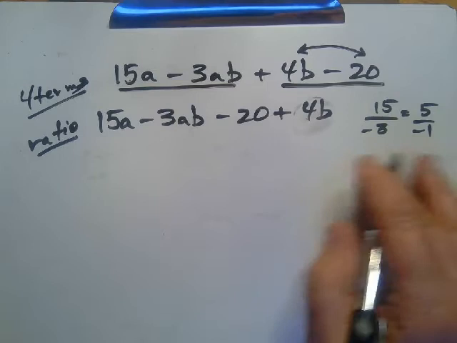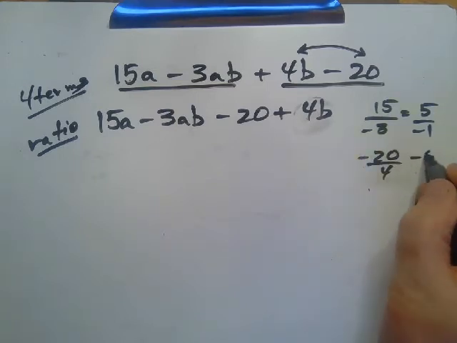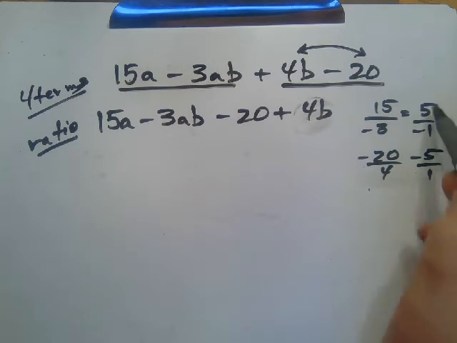Let's turn this upside down. So negative 20 to 4 is negative 5 to 1. Yeah, these are the same ratio. Now, some of you say, well, the negative's in the wrong place. Well, remember, it doesn't matter whether I put the negative on the top or the bottom. So they are in the same ratio.